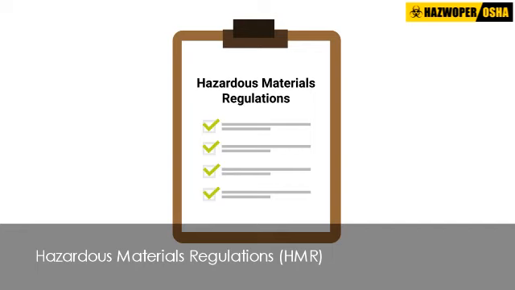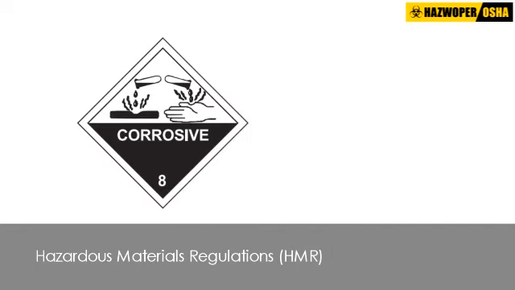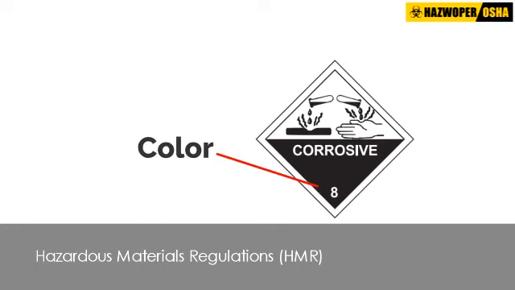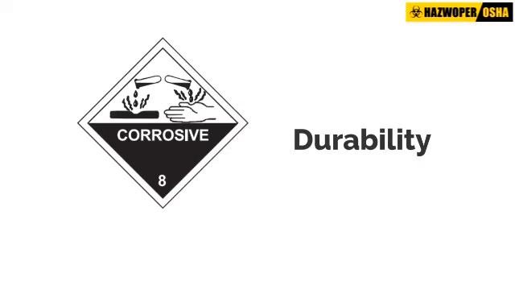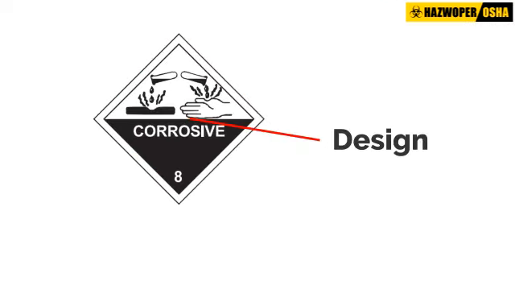The Hazardous Materials Regulations set forth certain labeling specifications pertaining to durability, size, design, color, and form identification. Let us examine each labeling specification in further detail.